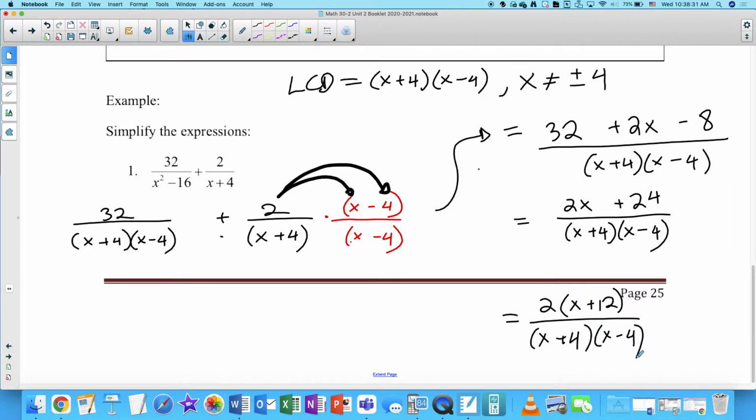Okay? And you can leave your answer as either or. Okay? It is a good habit, though, because what people do is once they get to this stage, they're like, oh, I'm done. This is great. Right? When sometimes you can factor further.